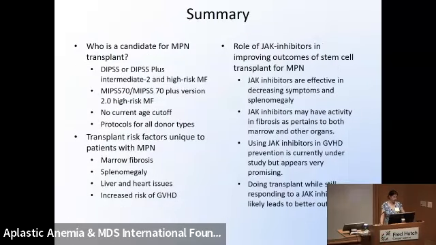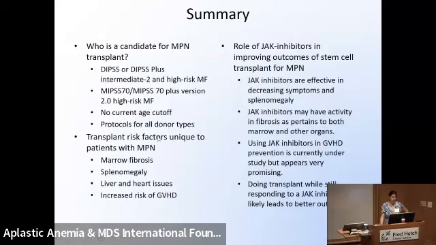So in summary, who is a transplant candidate? A DIPSS or DIPSS plus intermediate or high risk, or MIPSS 70 high risk. There's no age cutoff, and we have protocols here and other centers do for all donor types. So there's not really a patient who doesn't have a donor anymore.